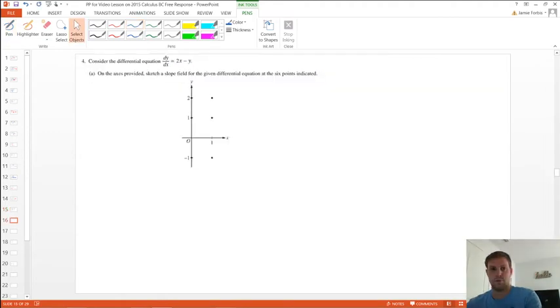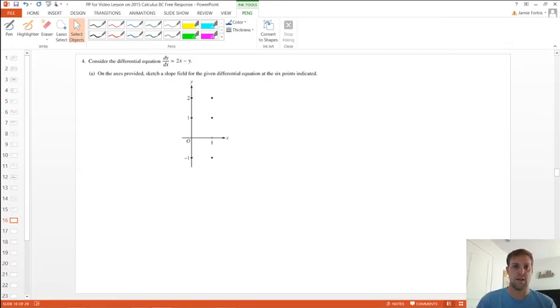All right, let's go on to question 4. And I like this problem. We finally got just one that is purely a differential equation. Starts off with a slope field. We haven't had one like that yet on our review. So I think this will be a good one.